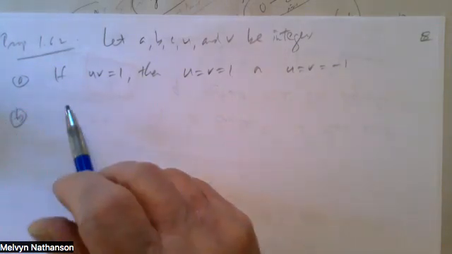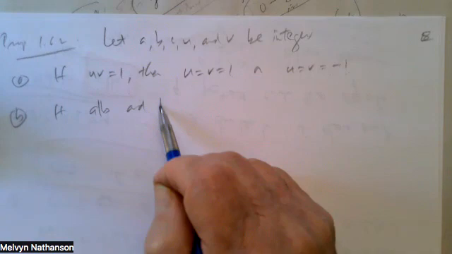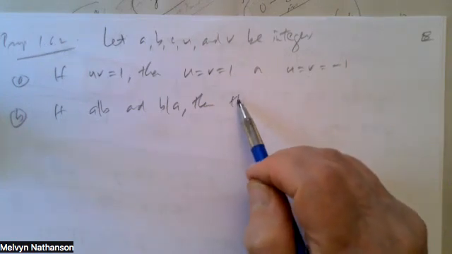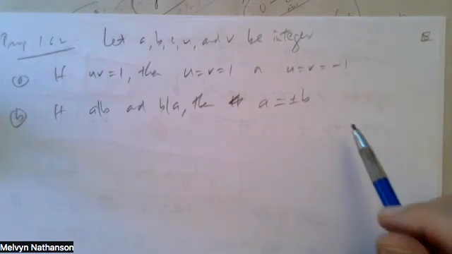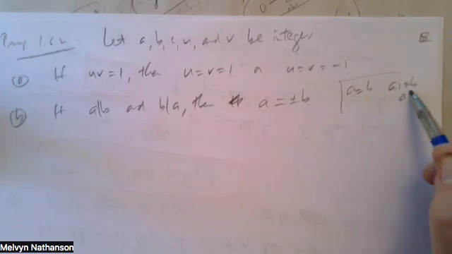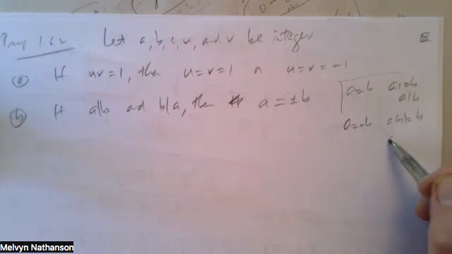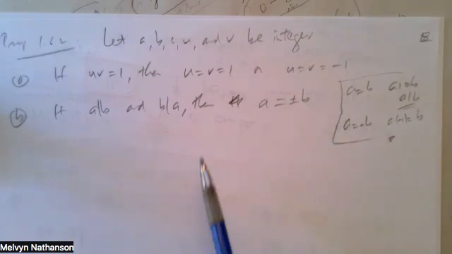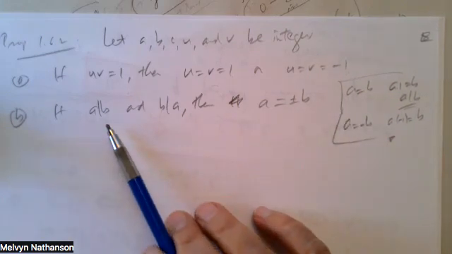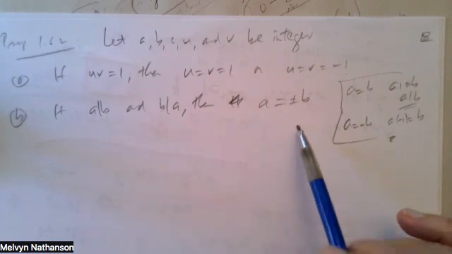Okay. The second part says if A divides B and B divides A, that is, you have two integers and each divides the other, that can only happen if A is either equal to B or minus B. So A is plus or minus B. And again, let's just note, if A equals B, then A times 1 equals B, so A divides B. And if A equals minus B, then A times minus 1 is minus B is B. So again, A divides B. So the converse is trivial, but the harder part is to show that if A divides B and B divides A, that happens only when A is plus or minus B.